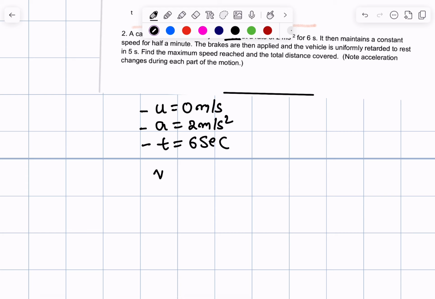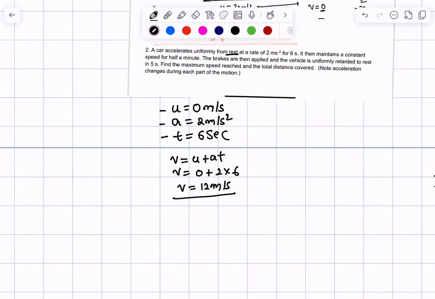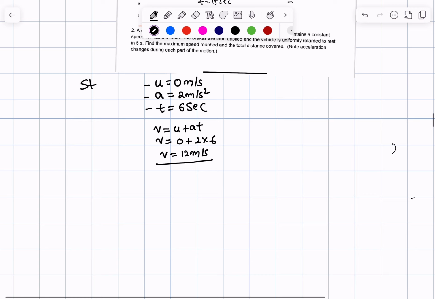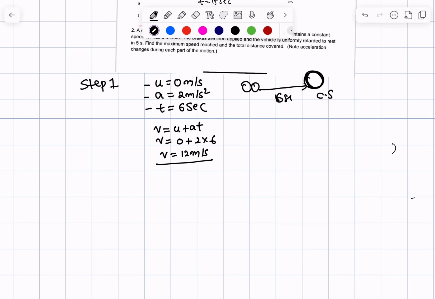So we have only one equation which says that v is equals to u plus at, correct? So v is 0 plus 2 into 6. So v will be 12 meter per second. I'm right? And this is step 1, when the car went from rest to moving for 6 seconds, and having a constant speed. Now here the car is having constant speed. And now we also have to calculate the distance here.